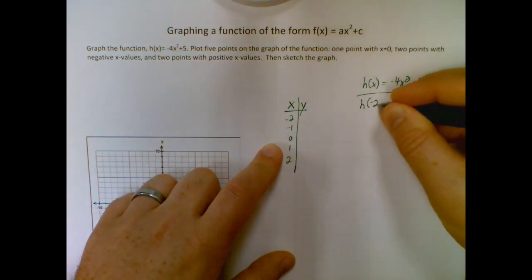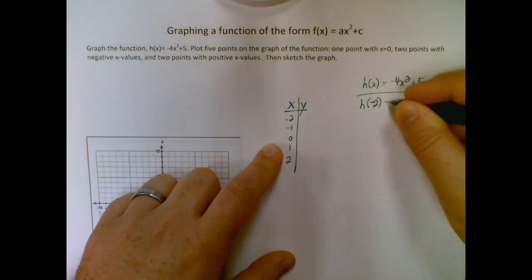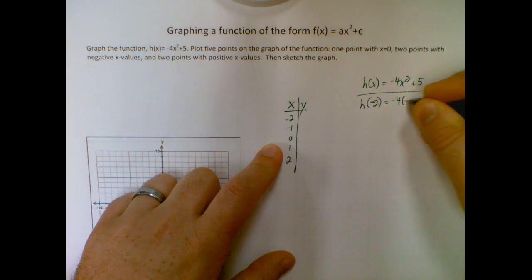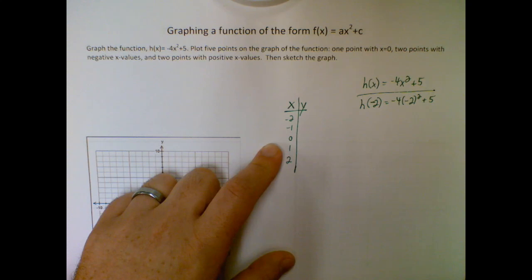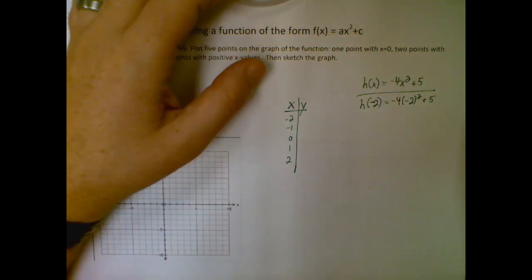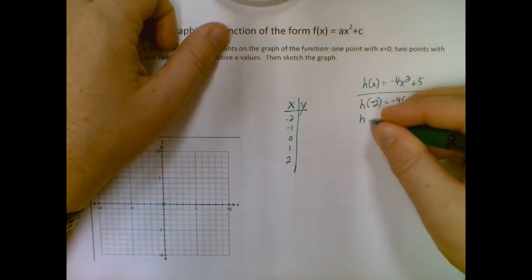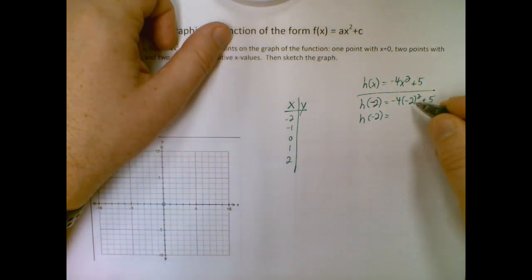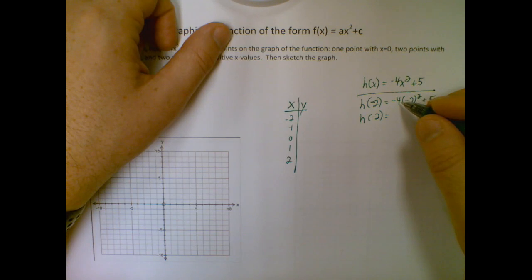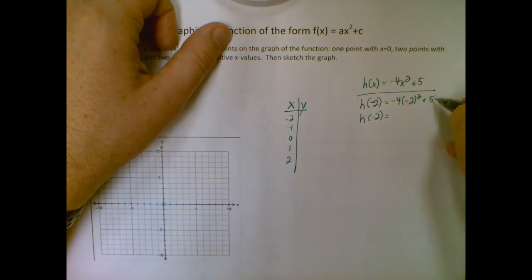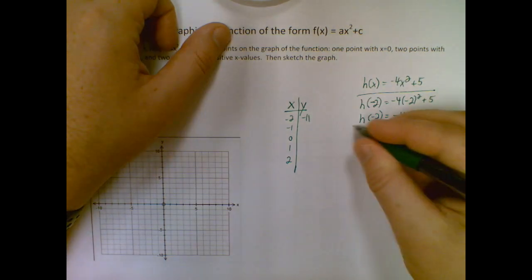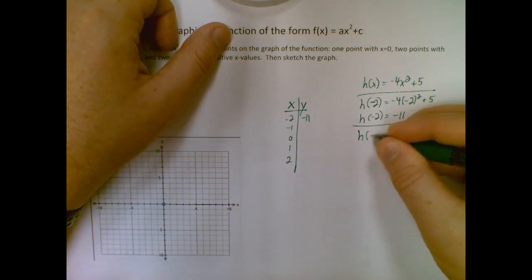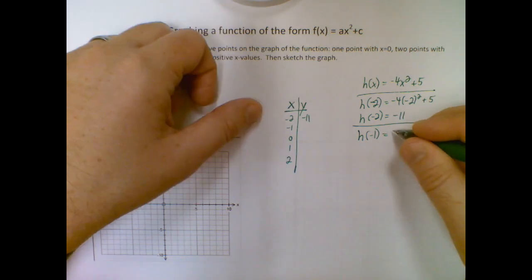So negative 2. And as you're plugging these in, be very careful that you are using those parentheses. They're going to be invaluable to make sure you don't make mistakes here. So here I have negative 2 squared, which is positive 4, times negative 4, which is negative 16, plus 5, which is going to be negative 11. And I will continue in that fashion with the rest of my points.